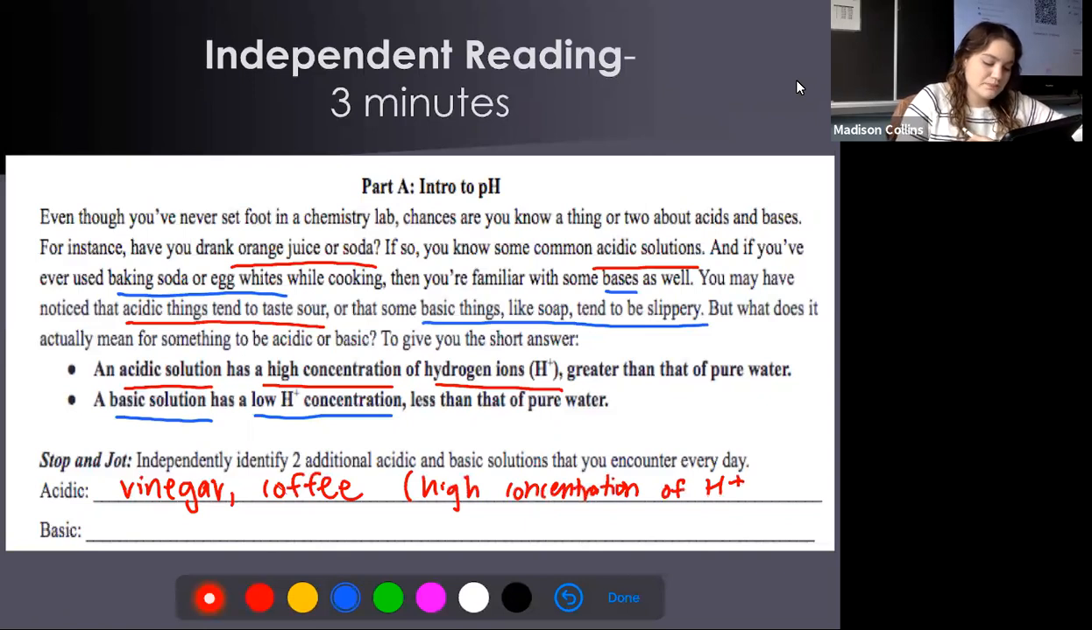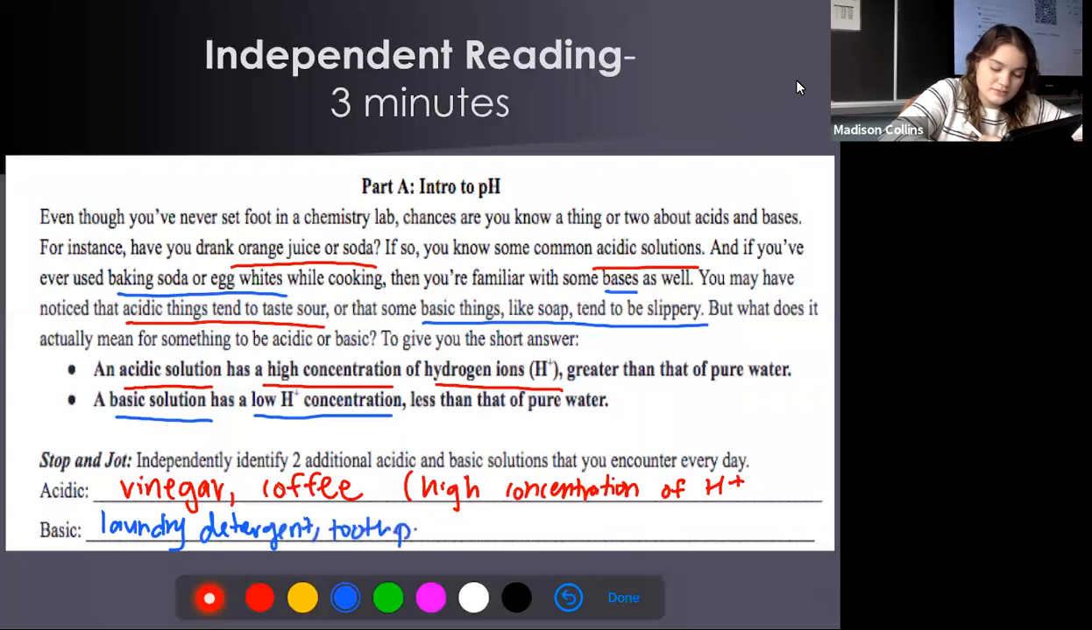All right, and 2 basic solutions. So we've already said soap, but you could have said something like laundry detergent or toothpaste. Okay, so basic solutions have a low concentration of hydrogen ions.